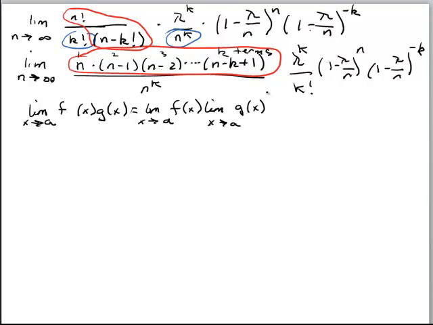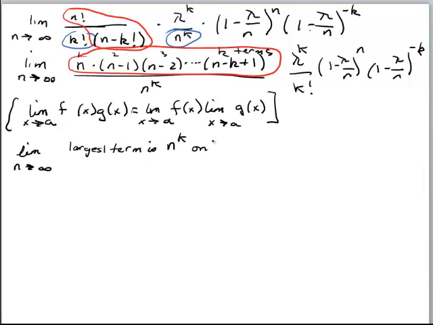That's our little side note right there, so we'll just keep that in mind. In other words, the limit as n goes to infinity, well, let's see, the largest term is n to the k on top, right? Because if you look at the n, we've got k terms, so it's going to be an n to the k on top. And we've also got an n to the k on the bottom.